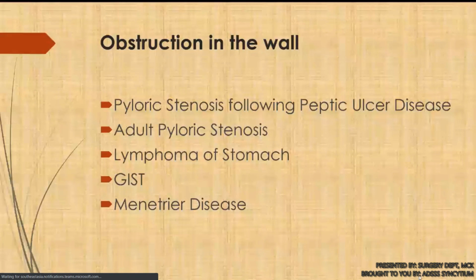gastric outlet, it is similar pathology like infantile pyloric stenosis, which occurs in the adult age. It can also cause obstruction, which is known as adult pyloric stenosis. This is again due to hypertrophy of the circular muscles and the intermediate and the oblique muscles.